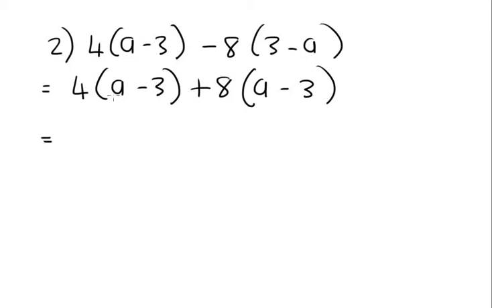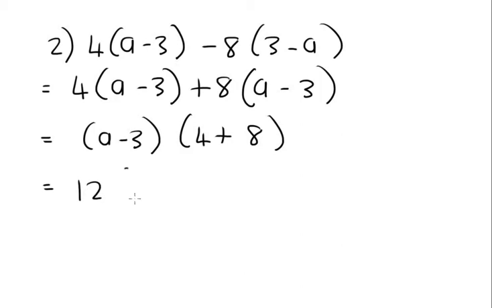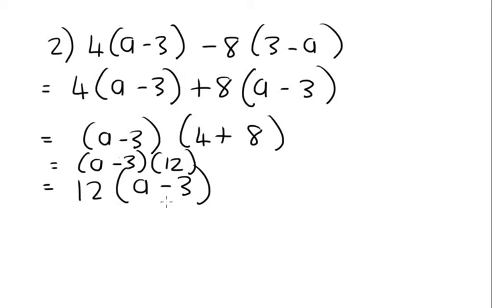So the next step after that is I can take out my a minus 3 as my highest common factor. And I'm left with 4 plus 8. So my final answer here will be 12 multiplied by a minus 3. All I'm doing is bringing this number, 4 plus 8 is 12, to the front. If you have an extra step over here where you say that's 12, that's fine. And then the next step you just bring it to the front, but we don't need the brackets in that case.